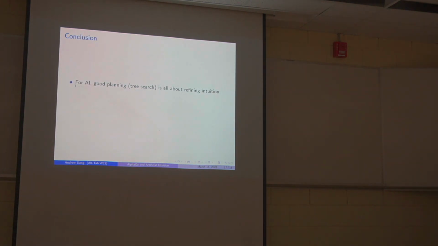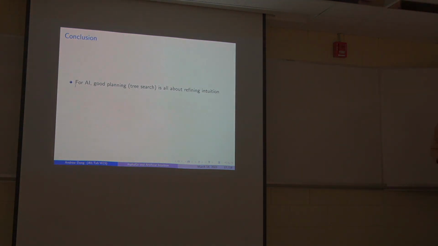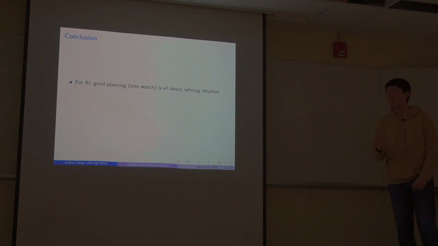So in conclusion, for AI, good planning, which is often just tree search, is all about refining your intuition. In many cases, you can't even think about how many states there are. If you have to control a car, for example, not saying that's viable in the near future yet, the state space might just be too big. So it's all about refining intuition. Artificial intuition is real, but it's not that real yet, as we saw with ChatGPT.